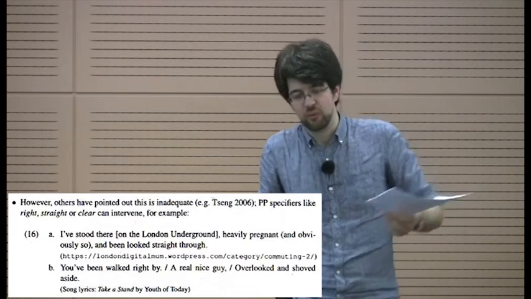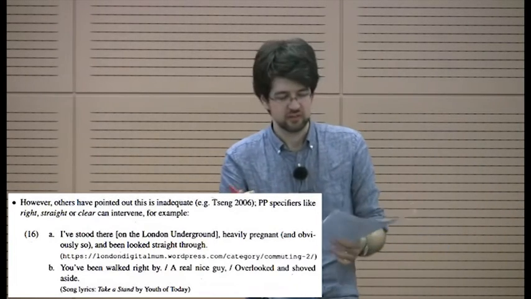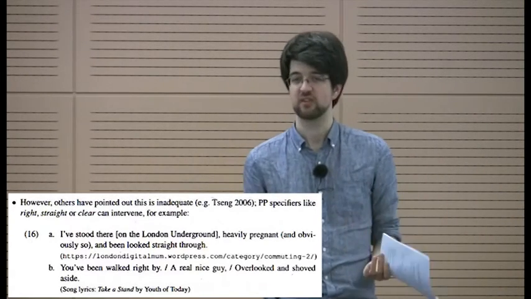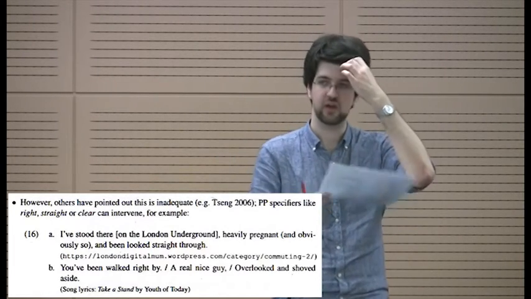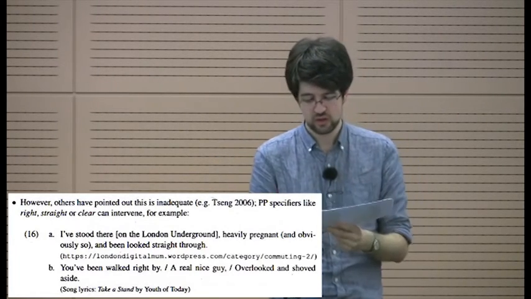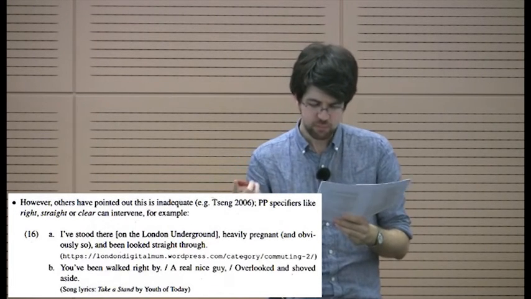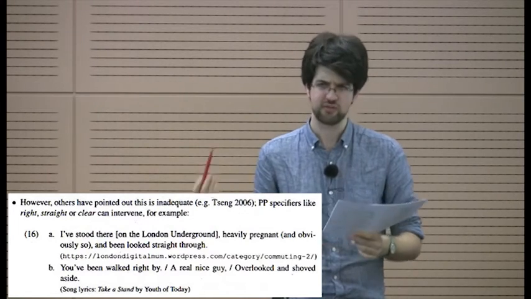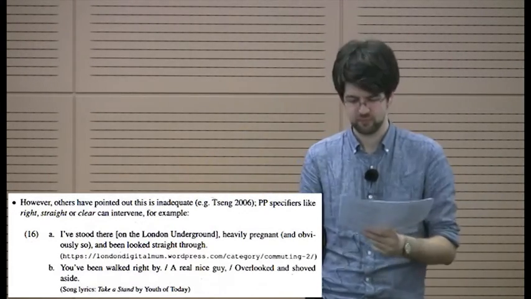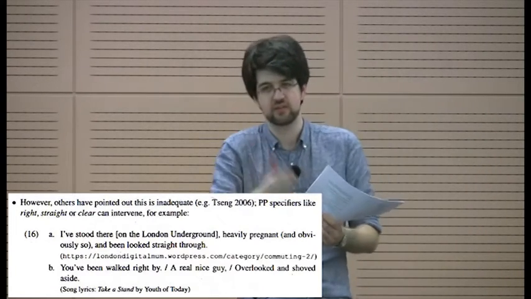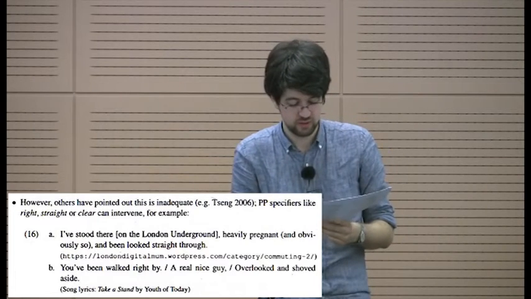But this isn't as straightforward as it looks. Others have pointed out this is inadequate. You can get other things intervening. So you can get things like PP specifiers, these small little words like right, straight, or clear that appear with certain prepositions. So you can have, I've stood there, heavily pregnant and obviously so, and been looked straight through. And that's okay. Or you've been walked right by. These are cases where there's something intervening between the verb and the preposition. That's supposed to be bad, but it seems to be okay in these cases.